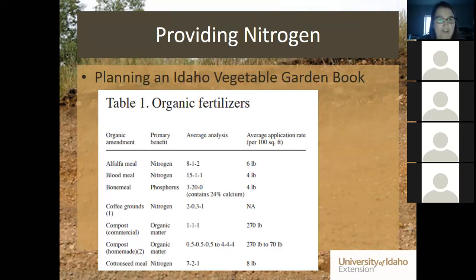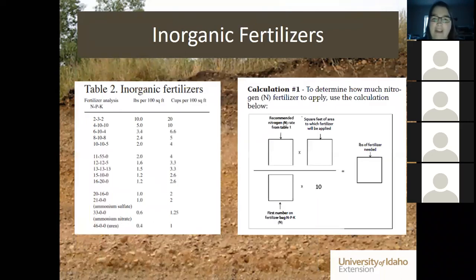So let's see if we're using inorganic fertilizers. They give us this nice little calculation. So you get your recommended nitrogen rate from table 1. That was the table we were just looking at that said the 3 and the 1 and the 2. Then the square feet of the area to which fertilizer will be applied. So either measure your garden bed or measure your lawn. And then the first number on the fertilizer bag goes on the bottom, times 10, and this is the pounds of fertilizer you need, your answer.